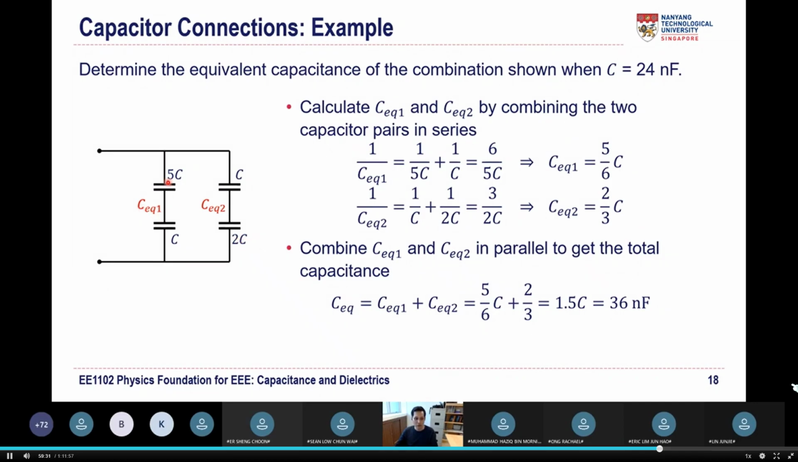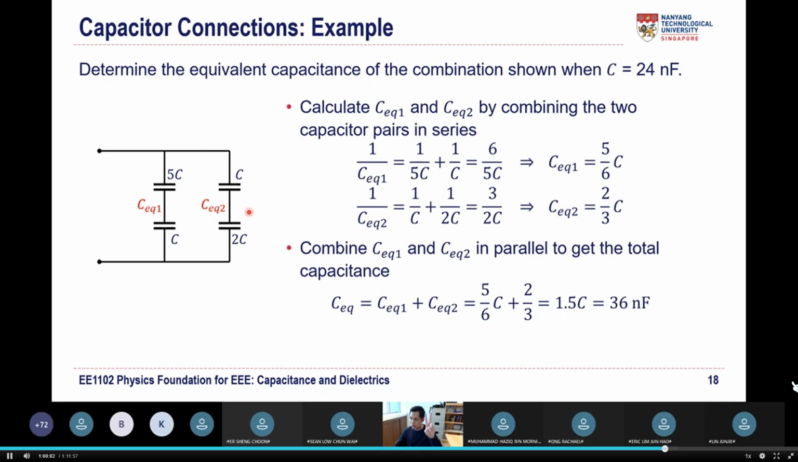We first need to get the equivalent of these two capacitors in series and these two in series. So let's say the equivalent capacitance combining these two, C equivalent 1, is going to be 1 over 5C plus 1 over C, and you rearrange everything and solve the problem, you get 5 over 6C. Then you can do the same for the second part. Then now what do you have?